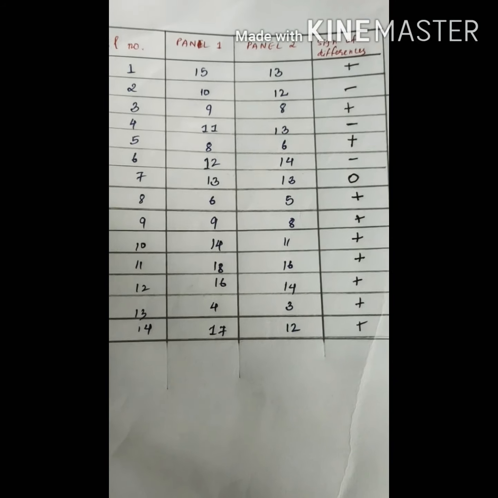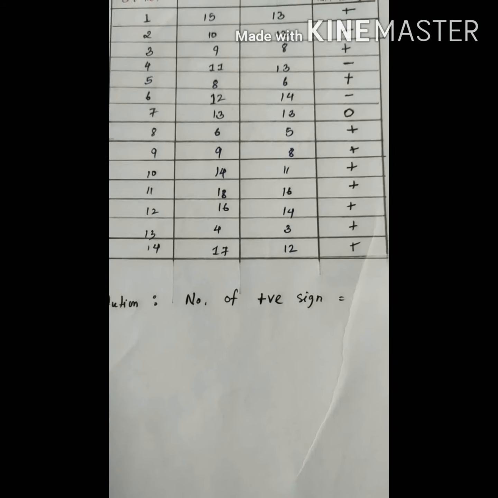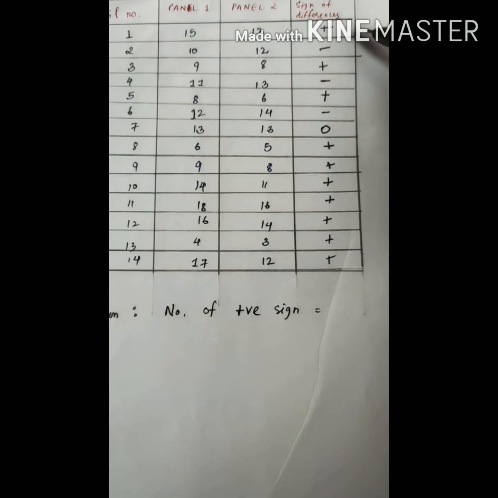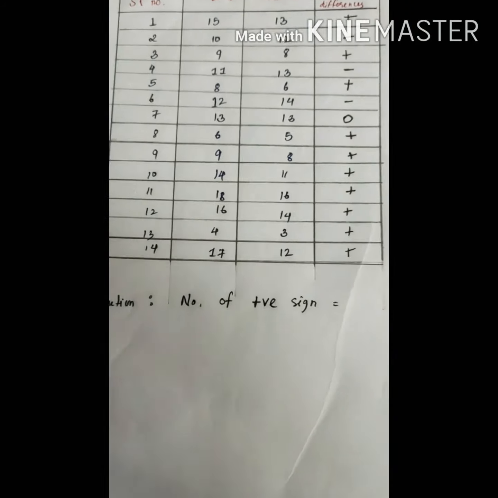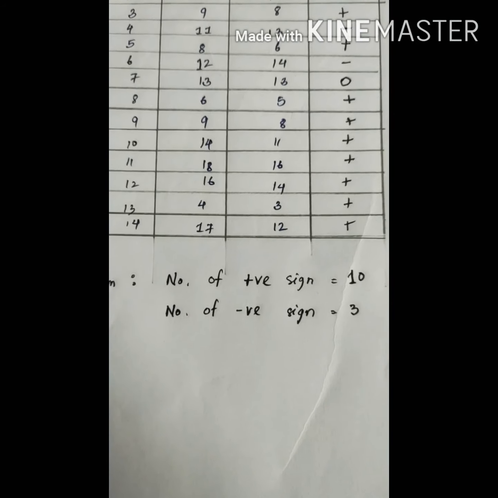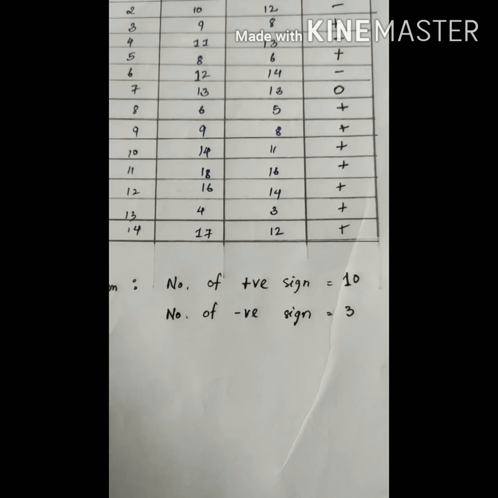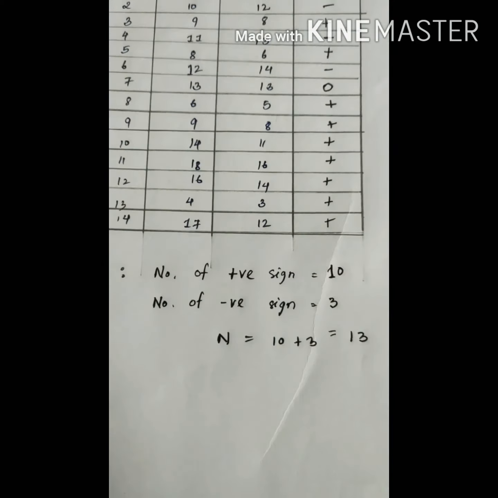Now the next step here is to find the number of positive signs and the number of negative signs. The number of positive signs here is 1, 2, 3, 4, 5, 6, 7, 8, 9, 10. The number of negative signs is 3. Thus, the total number of samples, since the 0 is eliminated, is n = 10 plus 3, 13.